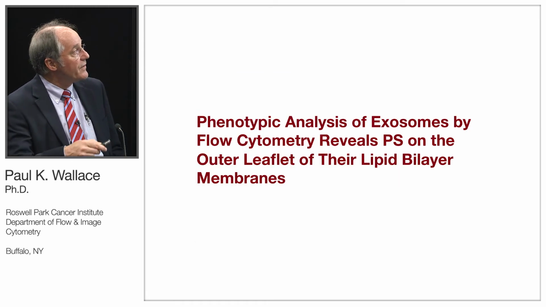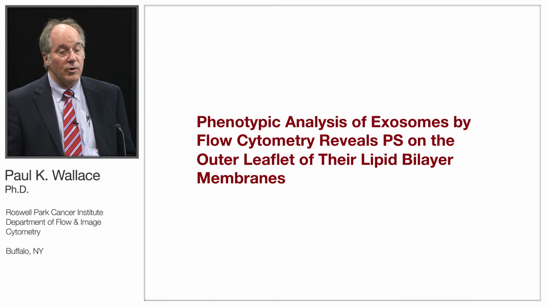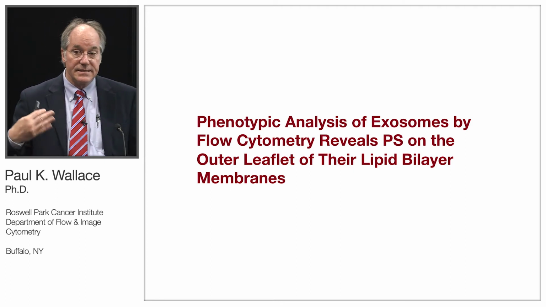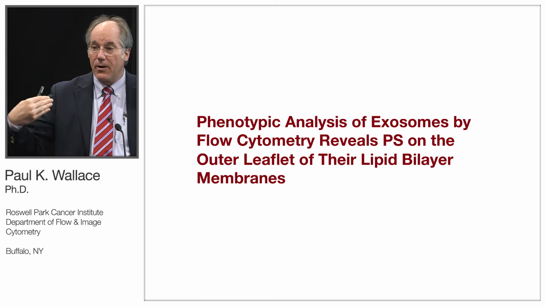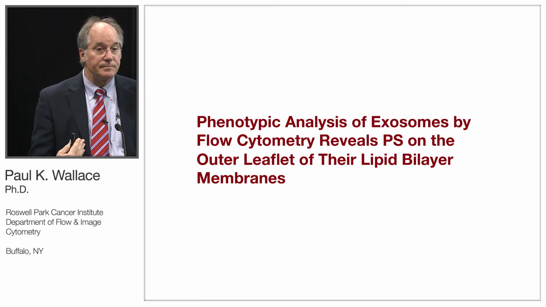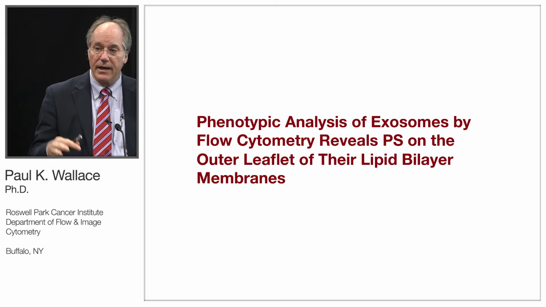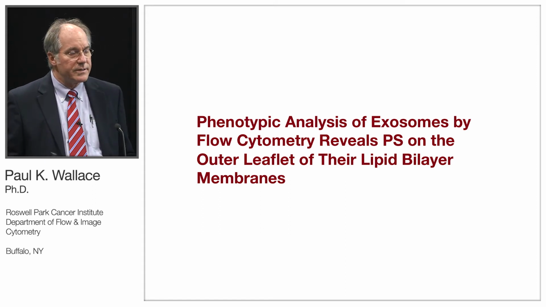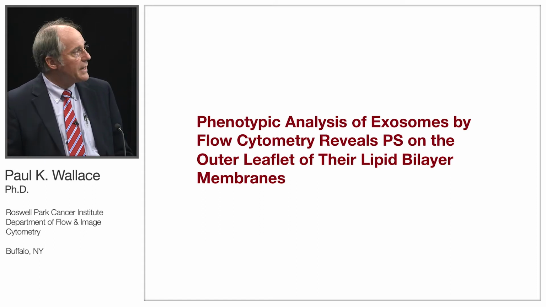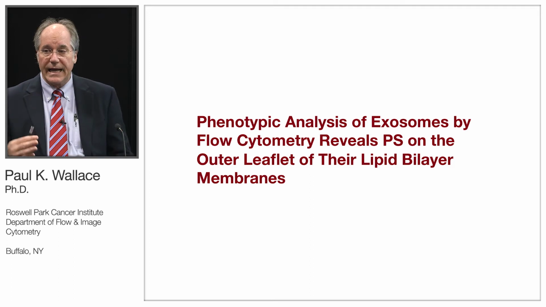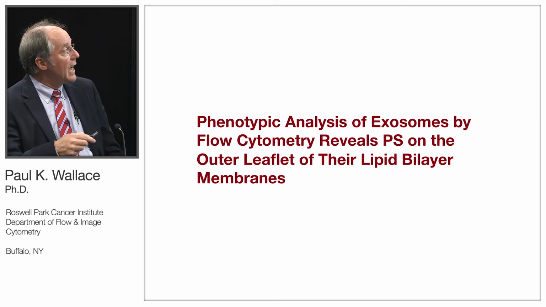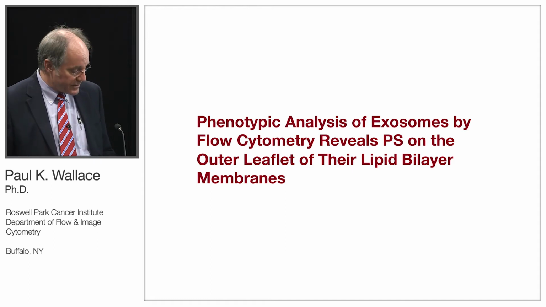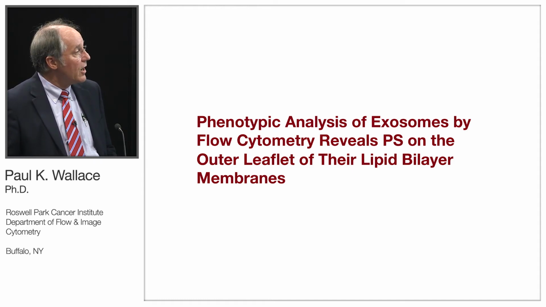So we've done some phenotypic analysis of the exosomes by flow. And this is really a difficult thing to do. We're trying to look at particles that are very small. As I point out, we're talking about 30 to 100, maybe 200 nanometers, which is really at the limits of what you can do by flow cytometry. But our analysis reveals that there is basically phosphatidylserine on the surface of the membrane.